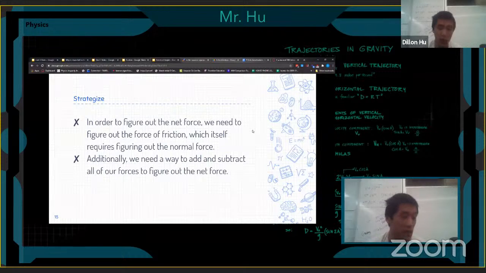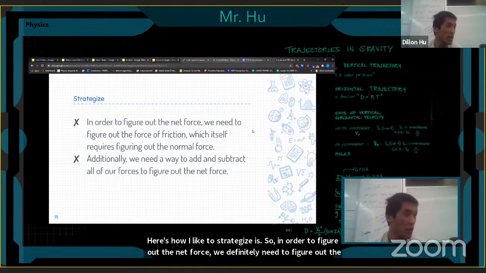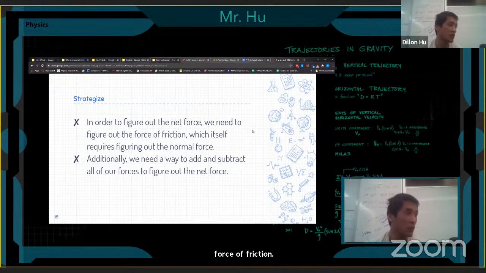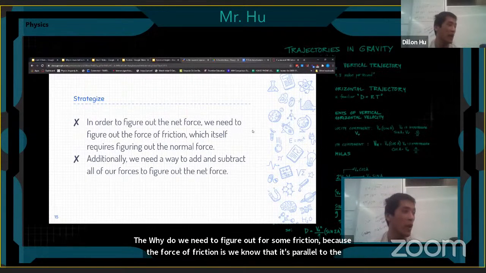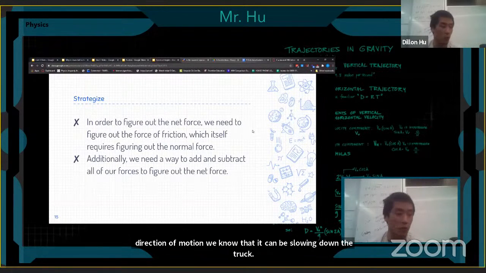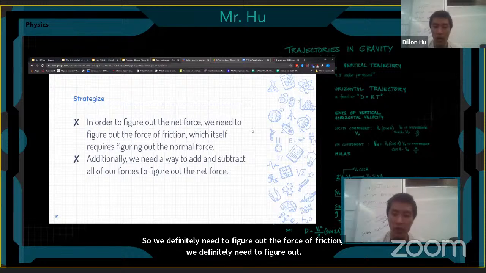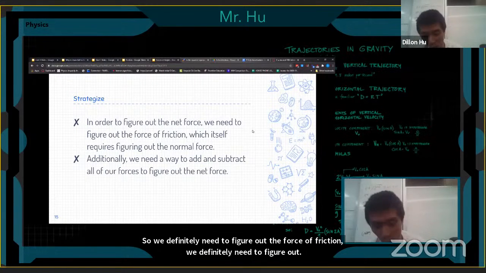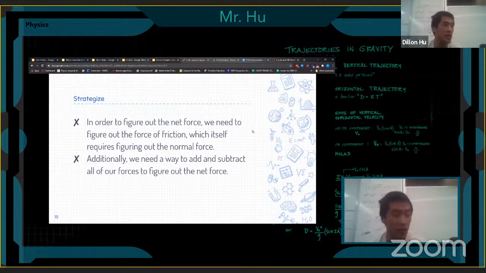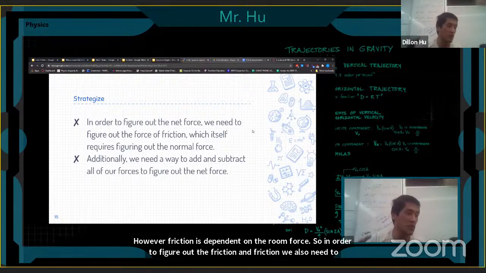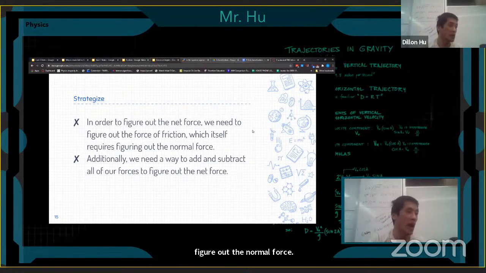However, friction is dependent on the normal force. So in order to figure out the force of friction, we also need to figure out the normal force. Additionally, we need a way to add and subtract all of our forces to figure out the net force. In order to figure out the normal force, we're also going to need the force of gravity. So basically, we need to figure out the magnitudes of these forces and then figure out a way to add and subtract them to figure out the net force.